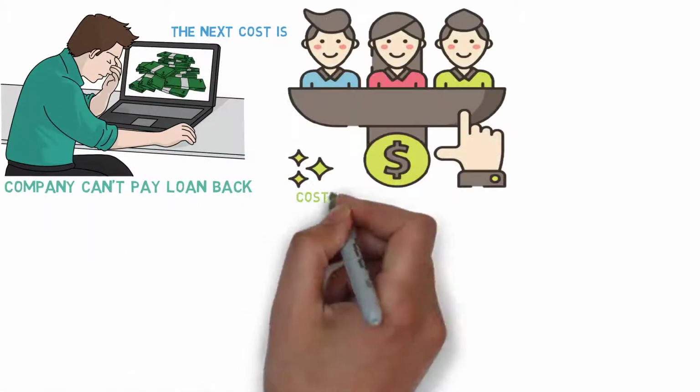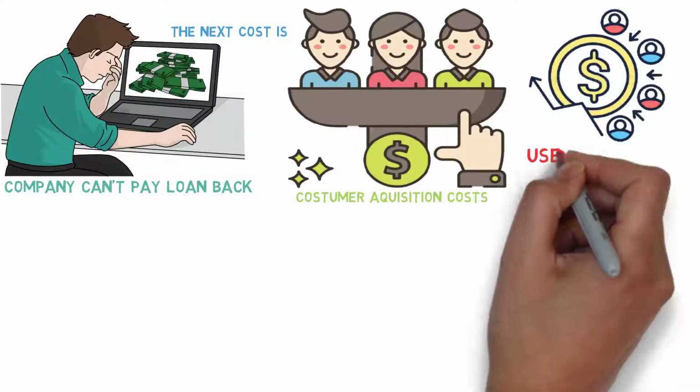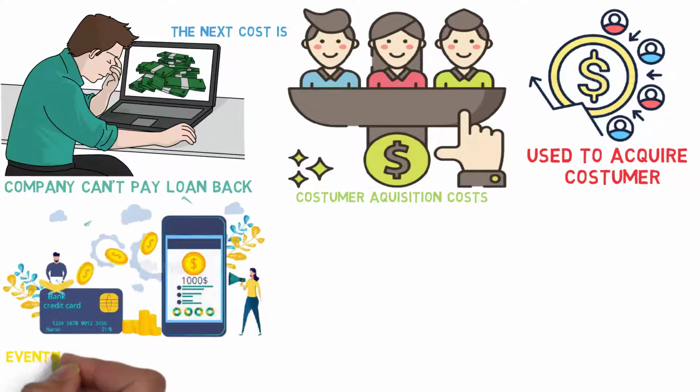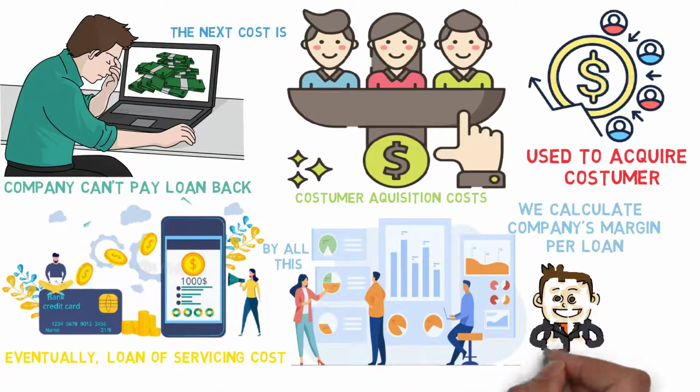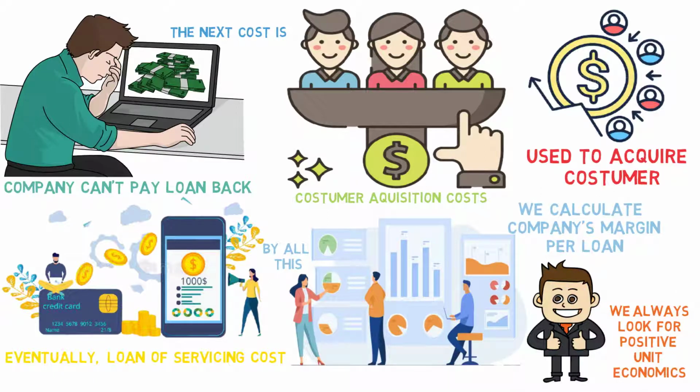Next cost is customer acquisition cost, which is used to acquire a customer. Eventually, loan servicing cost. By all this we can calculate the company's margin per loan. We always look for positive unit economics.